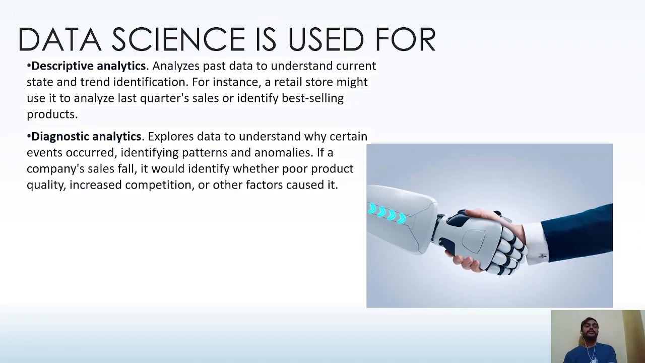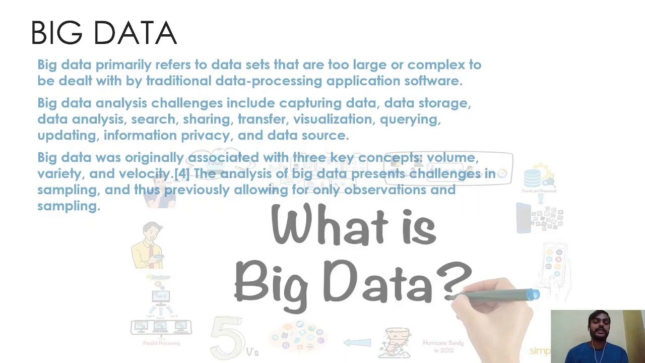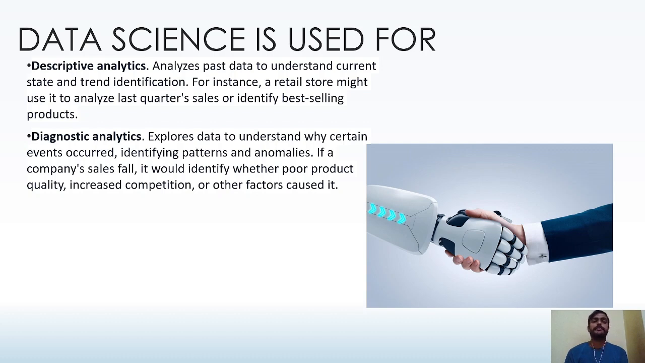Data science is used for. There are many uses of data science such as descriptive analysis, diagnostic analysis, predictive analysis, and prescriptive analytics. Descriptive analysis analyzes the past data to understand the current state and identify trends. For instance, a retail store might use it to analyze last quarter's sales, or identify the best selling products. In this method, we will collect all the previous or old data, and we can give the best result or the best thing which happened according to the data which has been collected.